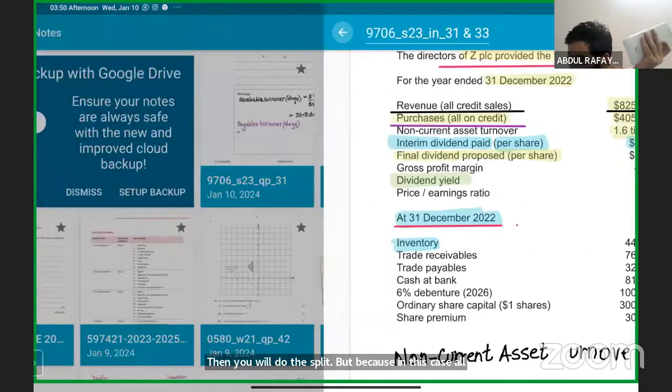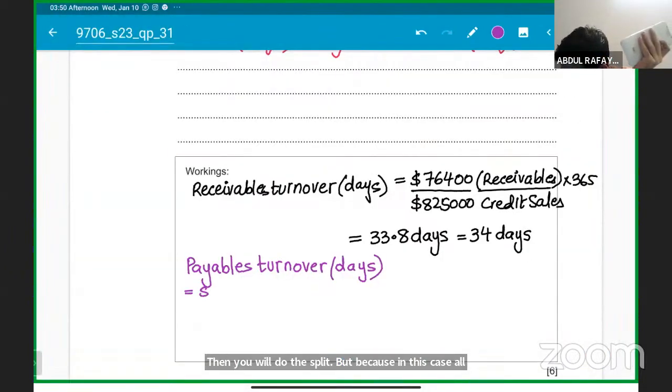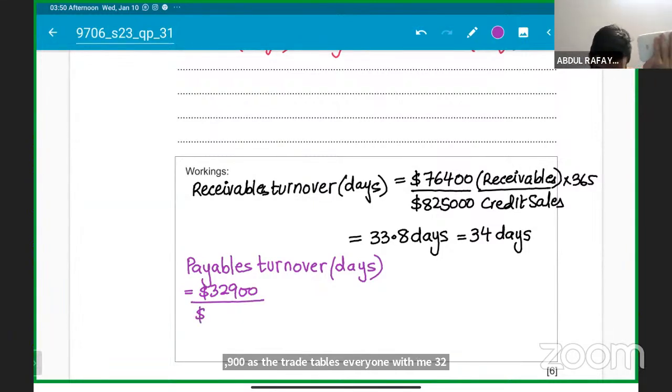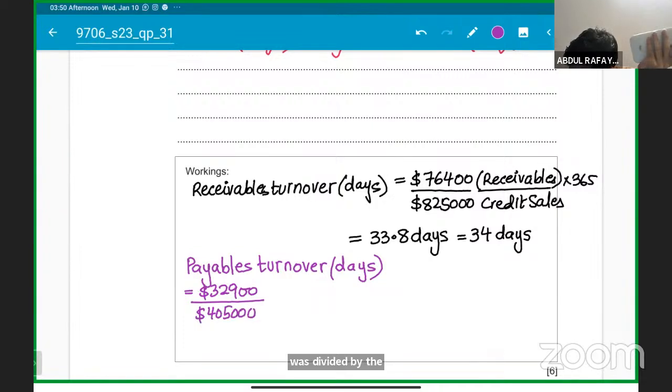Okay, because we take credit purchases only, it will be 32,900 as the trade payables divided by the purchases, 4,05,000. Everyone with me?